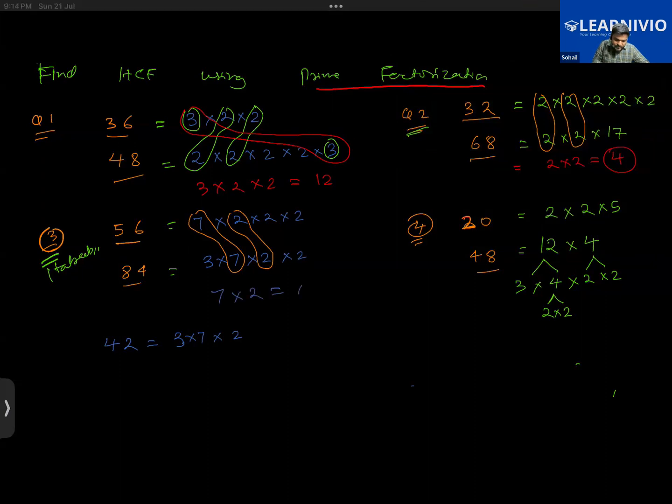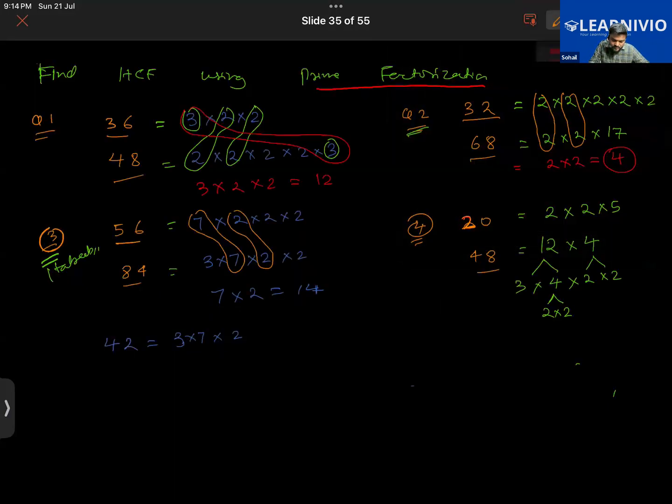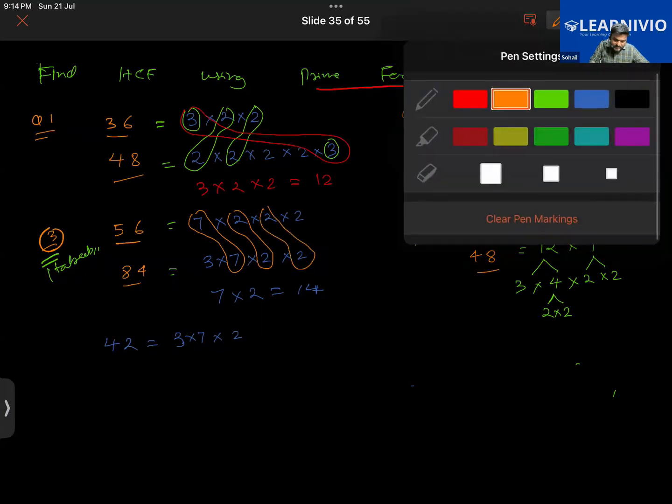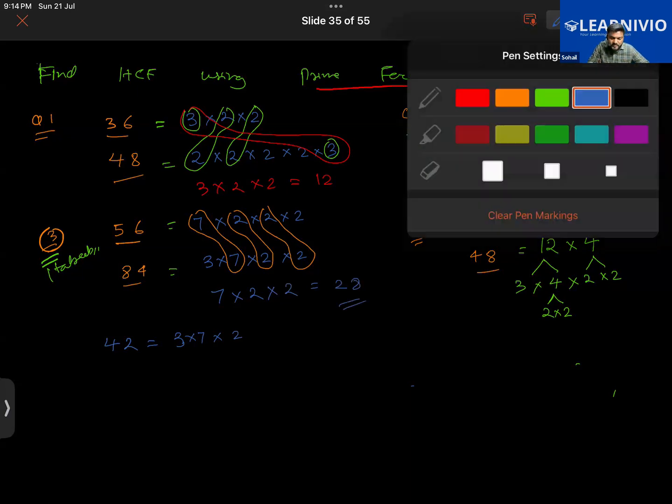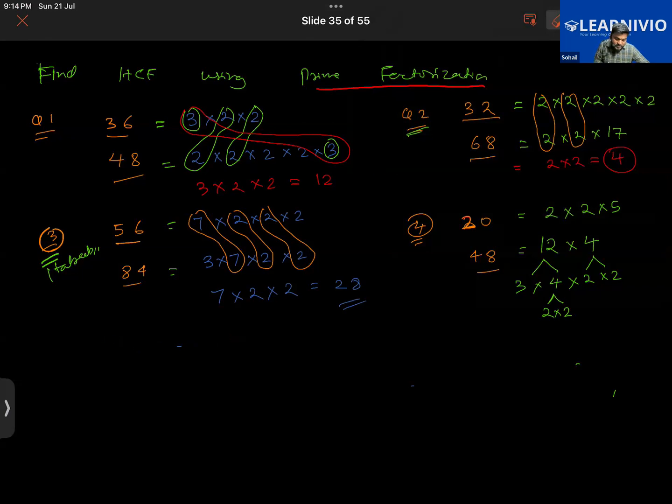7 twos are 14. By the way, just one minute. There's one more 2, actually. We forgot about this too. In that case, your answer is correct. Good, Habib. So 7 twos and then again twos, that would be 28. Both of you got this? How we found the answer for question number 3?